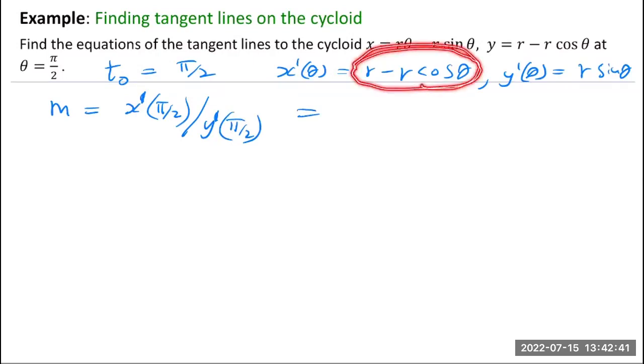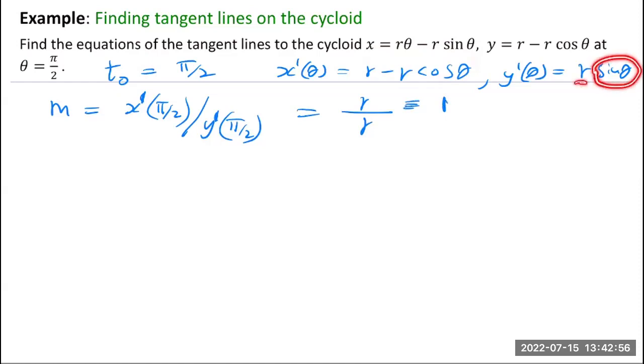If you plug in pi over 2 here, we know that cosine pi over 2 is 0. You have r in the top. What do you have in the bottom? If you plug in pi over 2 in the other expression, you get just r. The slope is going to be 1, because sine pi over 2 is 1, right? So it is r divided by r, 1. So the slope is 1.